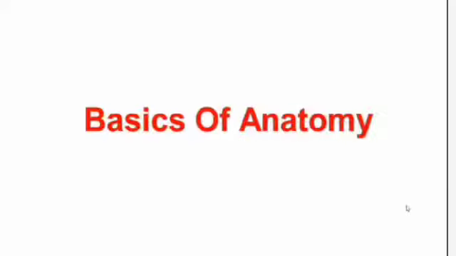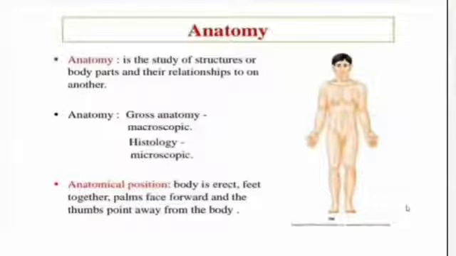Everyone, let us learn a few basics of anatomy. First of all, what is anatomy? Anatomy is the study of structures or body parts and their relationships to one another. So basically anatomy is divided into two categories, that is gross anatomy and histology. Gross anatomy is macroscopic whereas histology is microscopic.